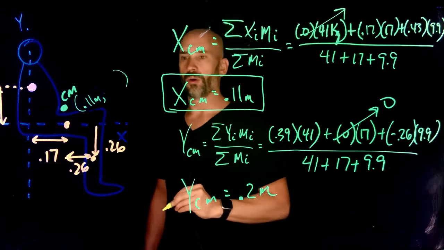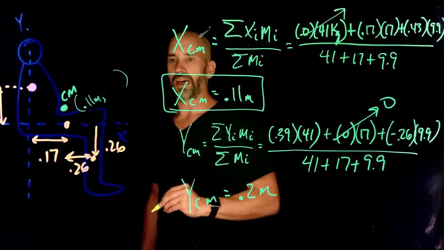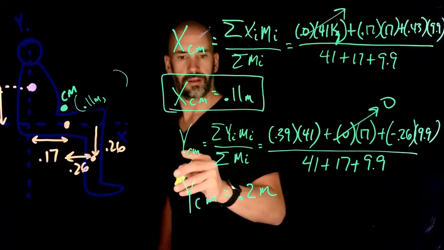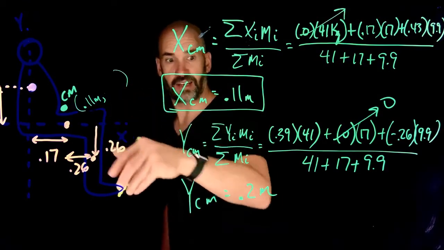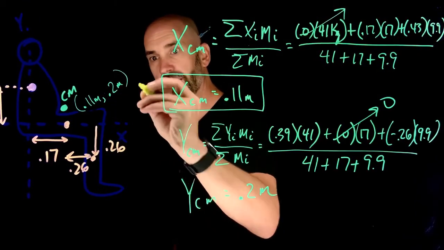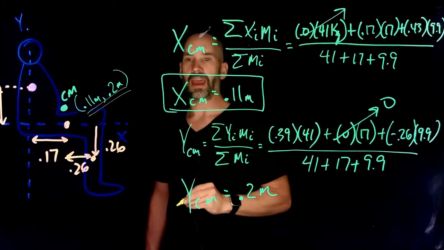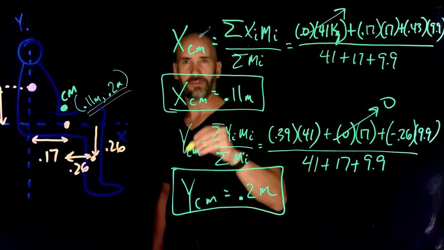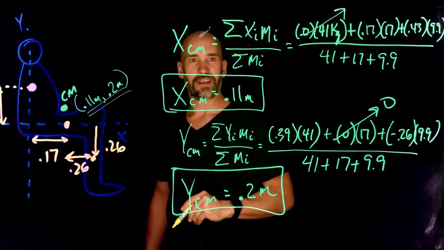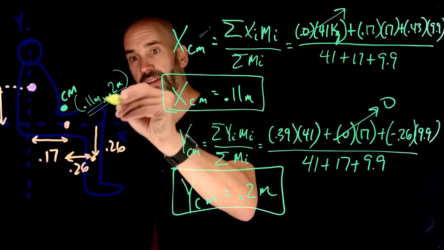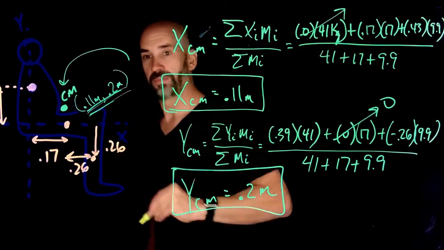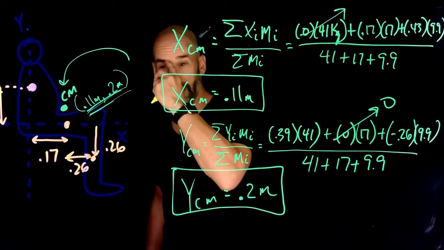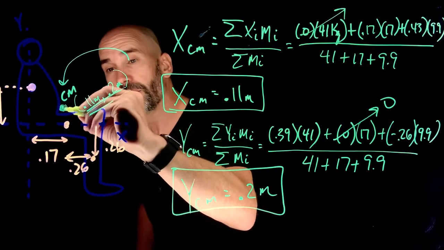So what does that mean? That means that the y component of my center of mass is going to be 0.2 meters. Let me know if you get the same values, and hopefully you do. So this, my friends, is going to be the values of the center of mass of this entire person. All the beautiful and amazing things that this person is can be replaced by this one little point.